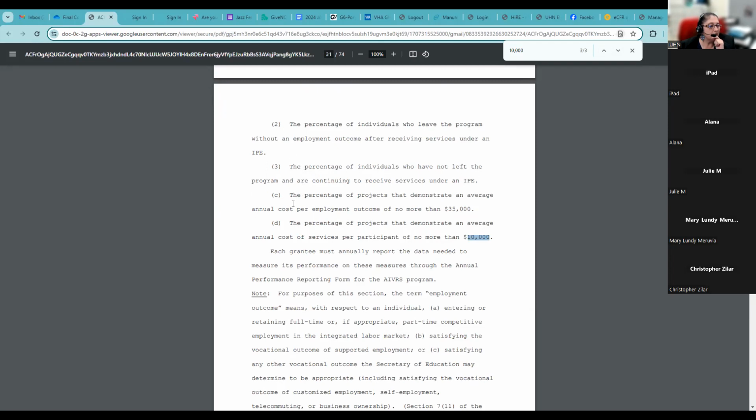These are your performance measures. So here is the percentage of projects that demonstrate an average annual cost of services per participant of no more than $10,000. That's the efficiency. So that's when they will consider you being an efficient program. And then the percentage of projects that demonstrate an average annual cost per employment outcome of no more than 35,000.